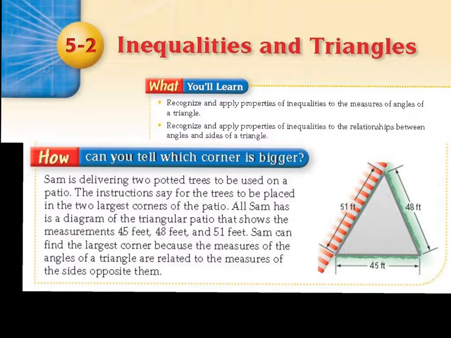We want the largest side, which is 51, so the largest angle is going to be opposite the 51. The next largest side is 48, so the next largest angle will be opposite that. So those are 2 angles that he'd want to put his pots at.